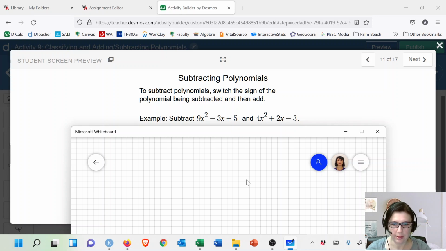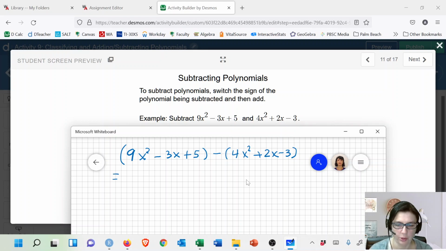Hi guys, in this video we're going to take a look at subtracting polynomials and we'll look at a few examples together. It's actually very easy to do once you realize that subtraction is not much different from addition. So here's the first thing you've got to do. When you're subtracting two polynomials, first of all, I'm going to put both of them in parentheses, okay?